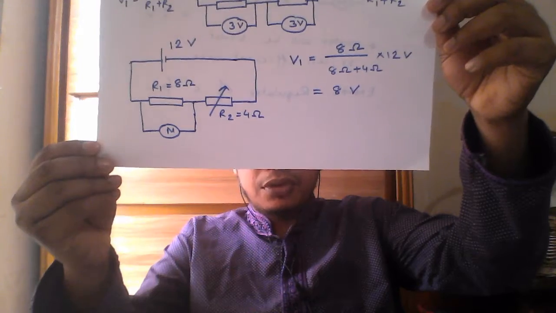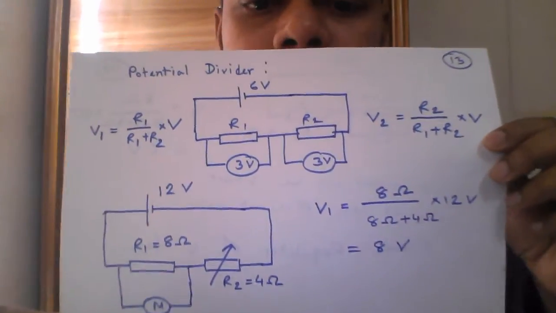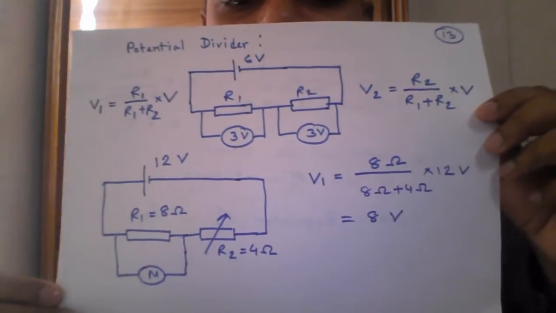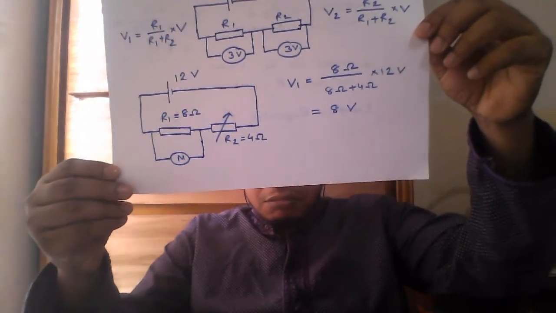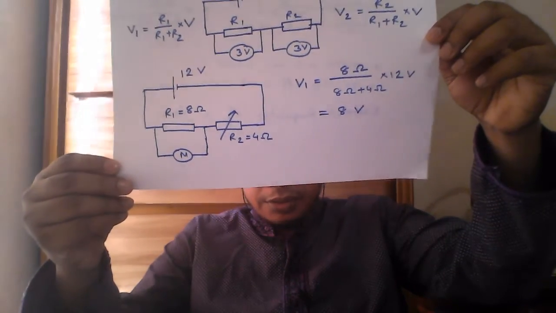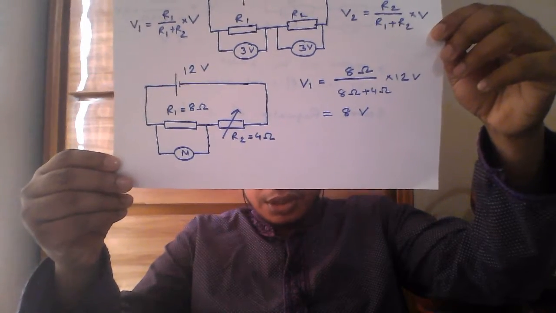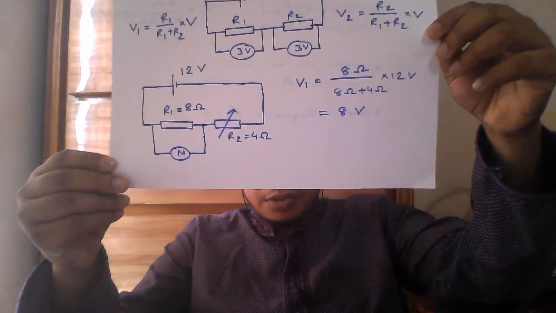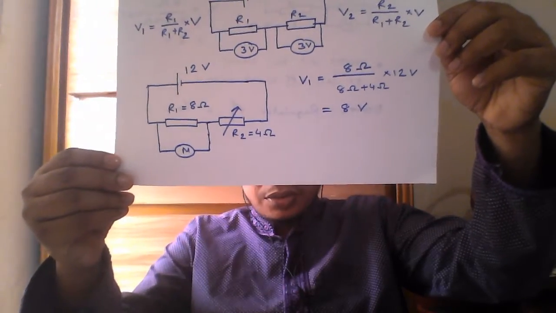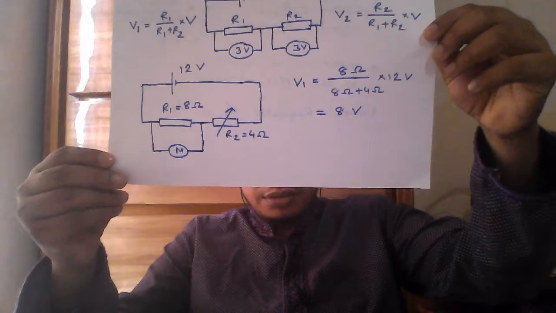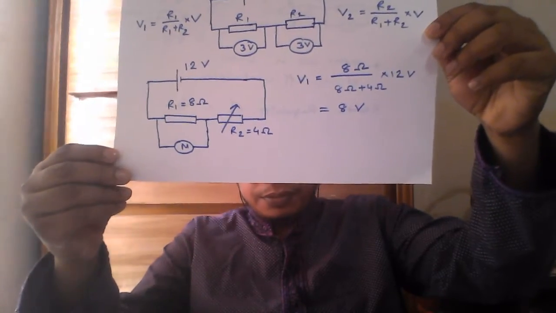R2 is given 4 ohm. So we have R2, it is a variable resistor. That means we can make the resistance change according to our need. For example, now we need 4 ohm. That's why we kept the resistor in a way that it's giving us 4 ohm.